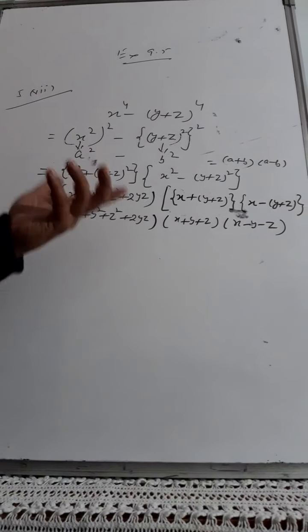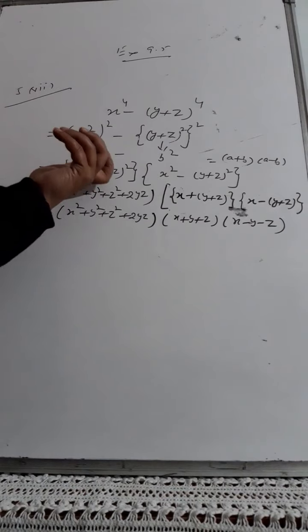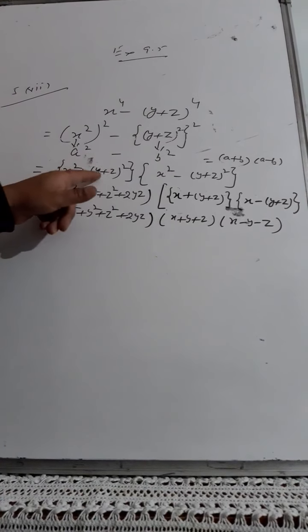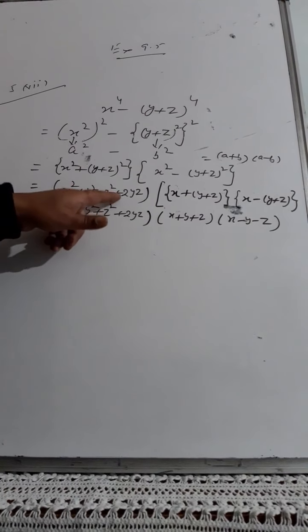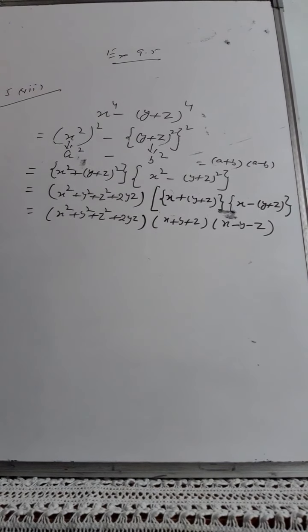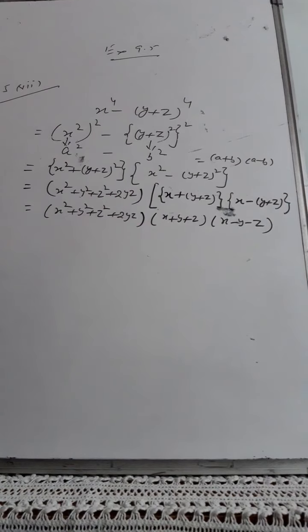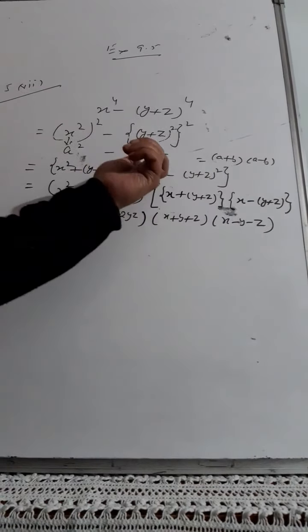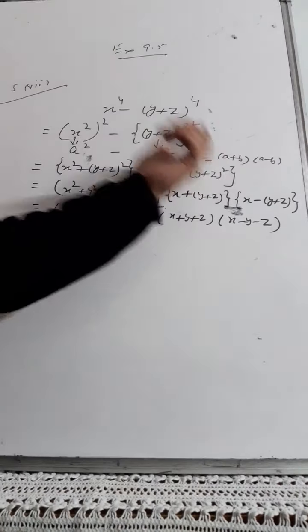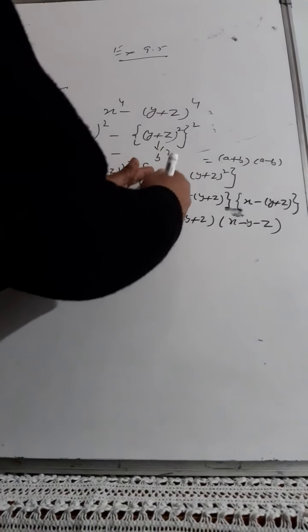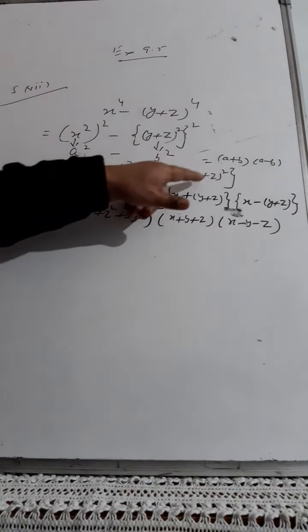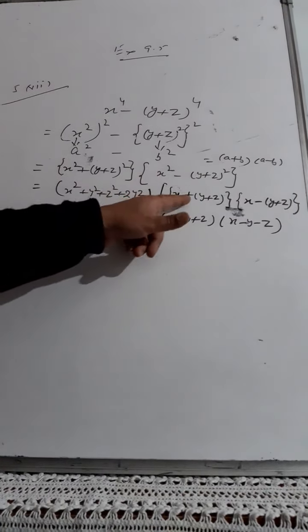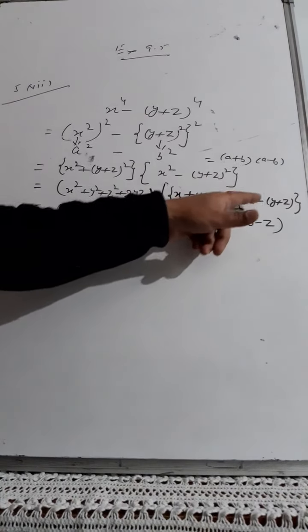Here the possibility of expansion is there. If you want to leave it like this, you can. Otherwise you can expand this (y plus z) whole square, because you know it is a square plus b square plus 2ab form. So you can expand it also if you want, otherwise you can leave it as it is. But here, if you see, again this is in the form of a square minus b square. This is x square and this is (y plus z) whole square. Now your a is x and b is y plus z. So a plus b into a minus b.